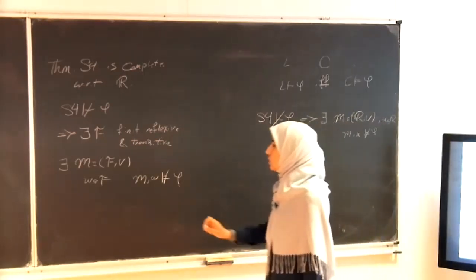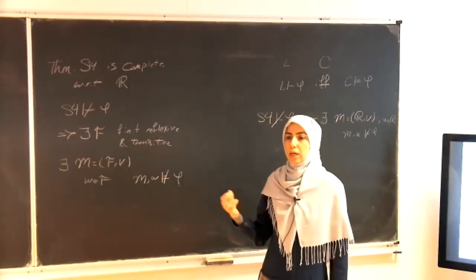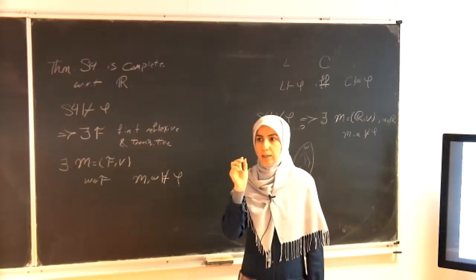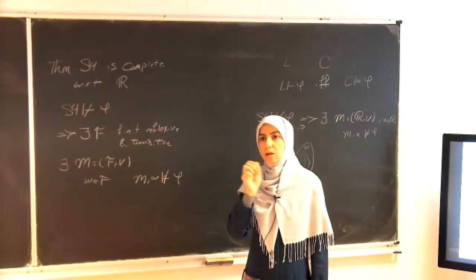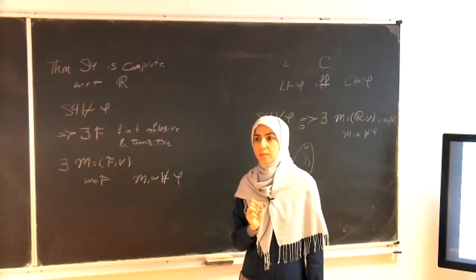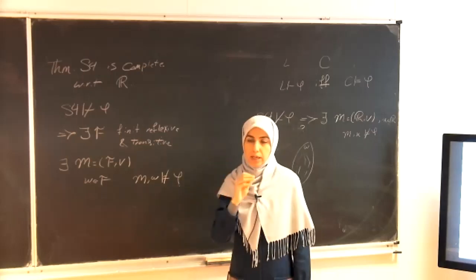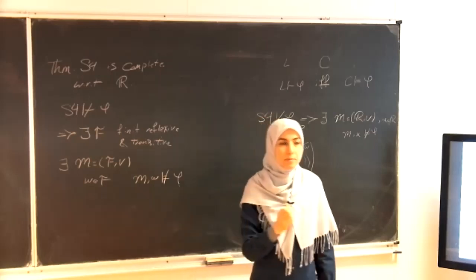So I can assume that this frame F is generated by a point W, and we can call it a rooted frame, which means that it has a root. We call it, for example, R, and all other points are accessible from R. Especially in this case, because we have transitivity, all points are accessible from R in one step.